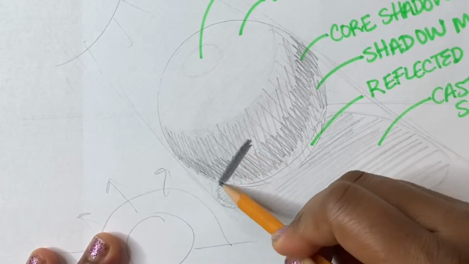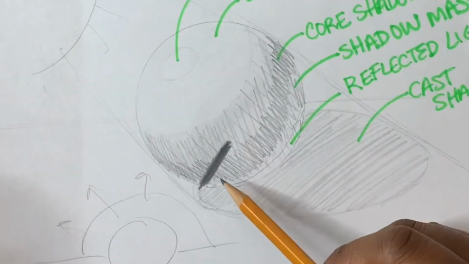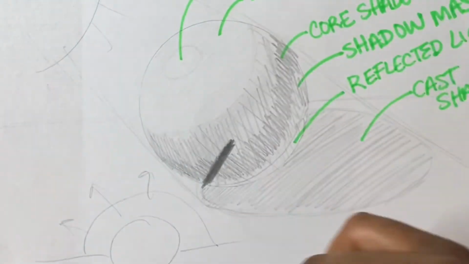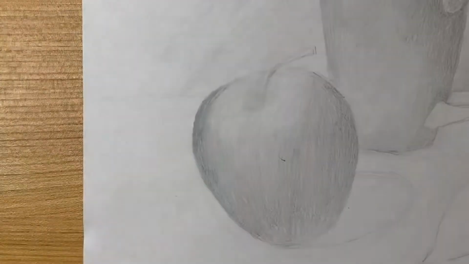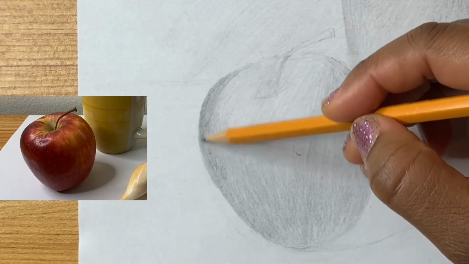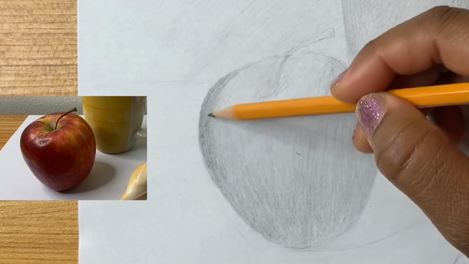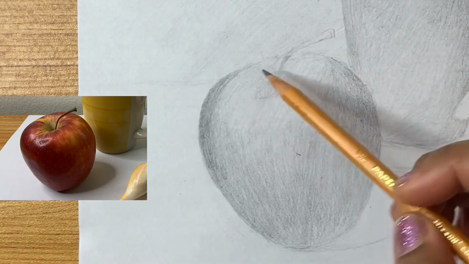What that does is causes your drawing to be very shiny in that spot, and it also creates a black hole. So no matter whatever you look at, you're always gonna look at this dark part. So you wanna establish your value scale. You wanna make sure that you're not going too dark, but you also wanna make sure that you're not staying too light on accident because you're scared to go dark.